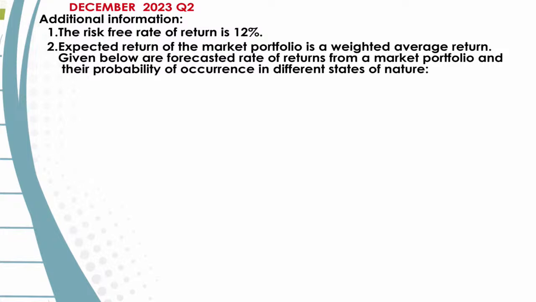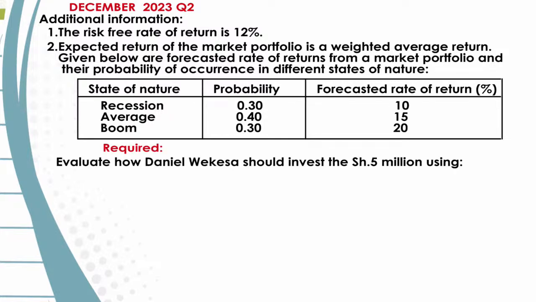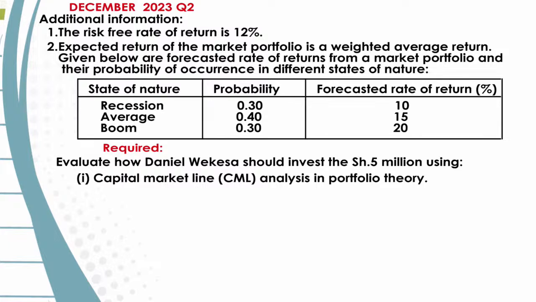Given below are forecasted rate of returns from a market portfolio and their probability of occurrence in different states of nature. So we have the state of nature known as recession, average, and boom. The probabilities are 0.3, 0.4, and 0.3 respectively. The forecasted rate of return are 10%, 15%, and 20% respectively. Required: evaluate how Daniel Wekesa should invest the 5 million shillings using Roman 1, capital market line analysis in portfolio theory, and Roman 2, capital asset pricing model, 7 marks each.